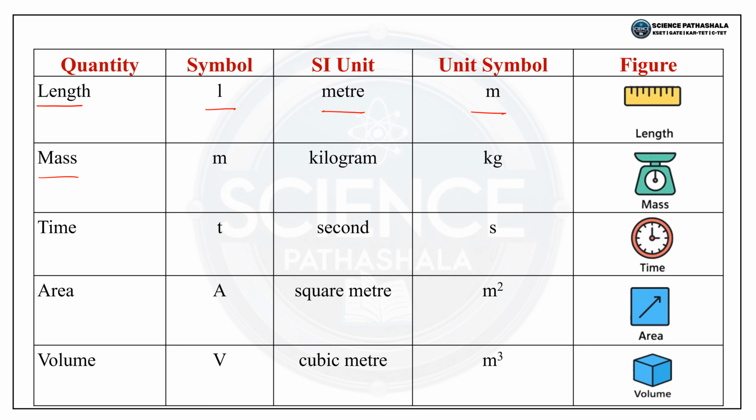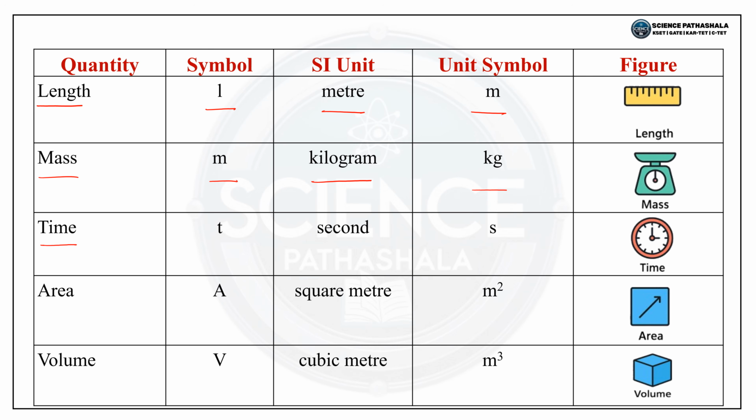Mass means how much matter a body contains. It is represented by the symbol small m. The SI unit is kilogram and the unit symbol is kg.